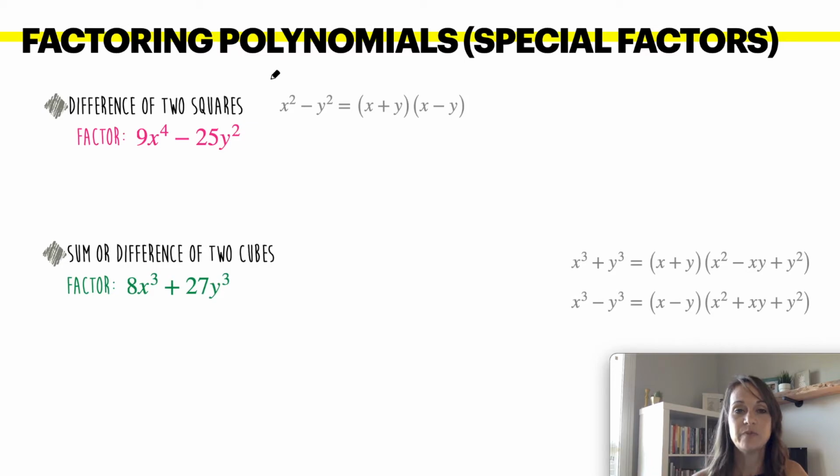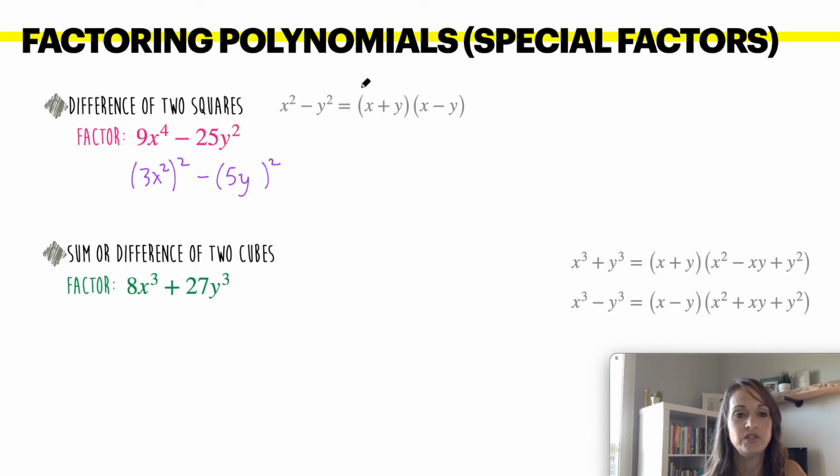Now, there's also special factors when factoring polynomials. For example, if you have a difference of 2 squares. For example, 9x to the 4th is actually a perfect square. What squared will give me 9x to the 4th? And that would be 3x squared. Because if you were to square it, 3 squared is 9, and x squared squared is x to the 4th. And then what squared will give me this? It will be 5y, because 5 squared gives me 25, and y squared gives me y squared.